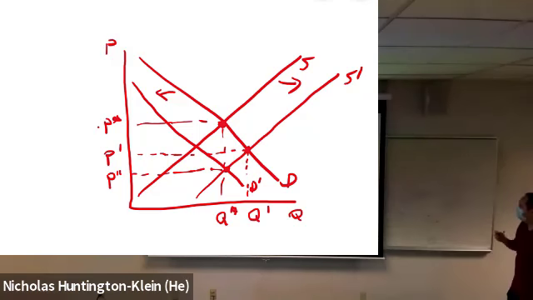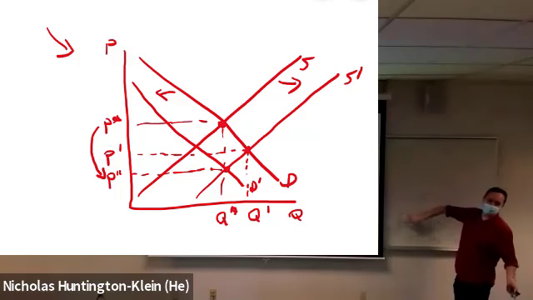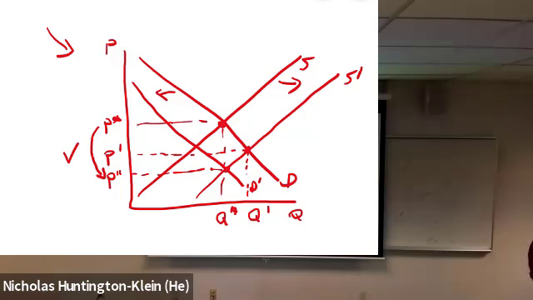So we know that if we combine these two shifts on the same graph, we can ask, okay, what's going to happen to price? Well, the demand shift says the price is going to go down. The supply shift also says the price is going to go down. Those two agree. Those two effects are going to compound. We're going to get a drop in price.